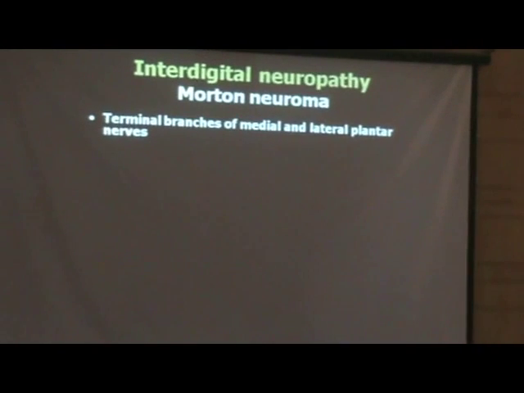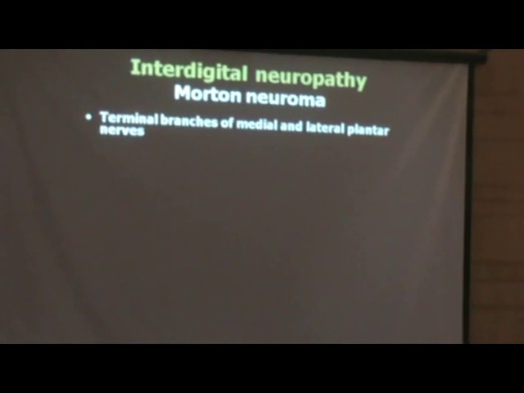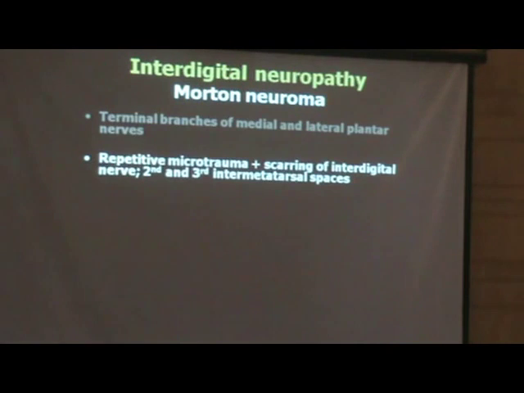And to end, I cannot end this lecture without talking about Morton neuroma. This is another kind of neuropathy we can see, which we call interdigital neuropathy. So Morton neuroma affects the terminal branches of both medial and lateral plantar nerves, and it's caused, we believe, by repetitive microtrauma in the interdigital space or intermetatarsal spaces. And we see as well some scarring or fibrous tissue formation at the interdigital nerve, and this entraps the interdigital nerve and causes all the symptoms.